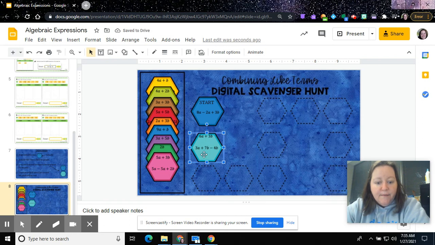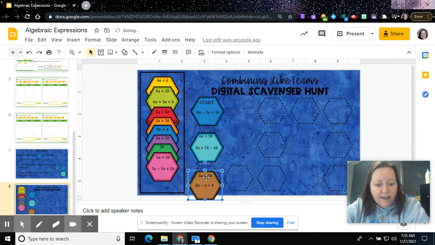Then, now my next problem is at the bottom of this card. So I have 3 apples plus 7 bananas minus 4 bananas. So I'm going to take my bananas and put them together. If I have 7 and take away 4, now I have 3 bananas. So I have 3 apples and 3 bananas, or 3 A's and 3 B's. So that would be my answer.